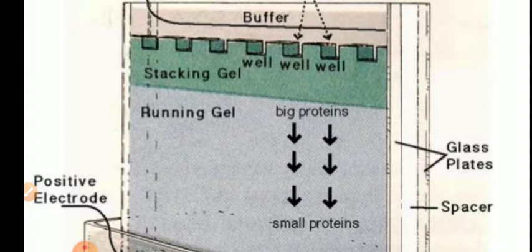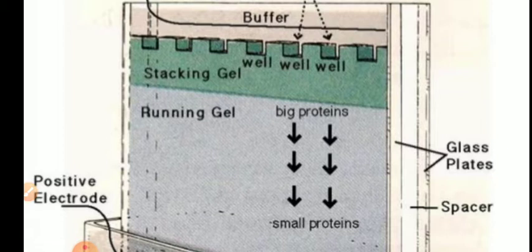In the stacking gel we have created the wells, we load the sample. See, every time the protein sample is to be mixed with a tracking dye like bromophenol blue, and any agent which will make the sample heavy so that it sinks into the gel. I explained you in agarose gel electrophoresis also.